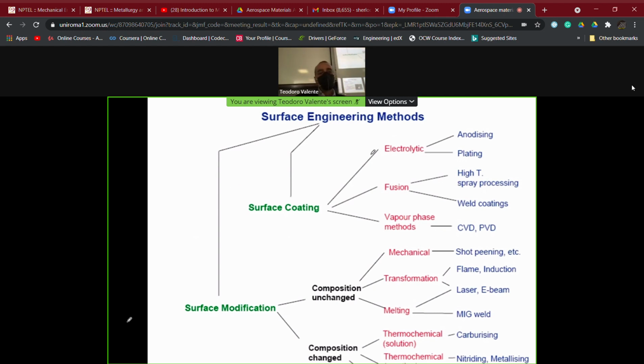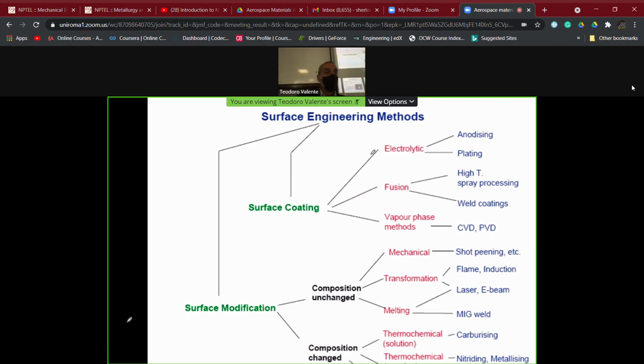One line is just to modify the surface itself, for example, without any change in chemical composition of the surface, or with changes in chemical composition of the surface. And in the first case, no change in composition, for example, we can rely on the variation of surface properties. I will give you some examples by using mechanical treatments. This does not imply that we are going to change the composition.